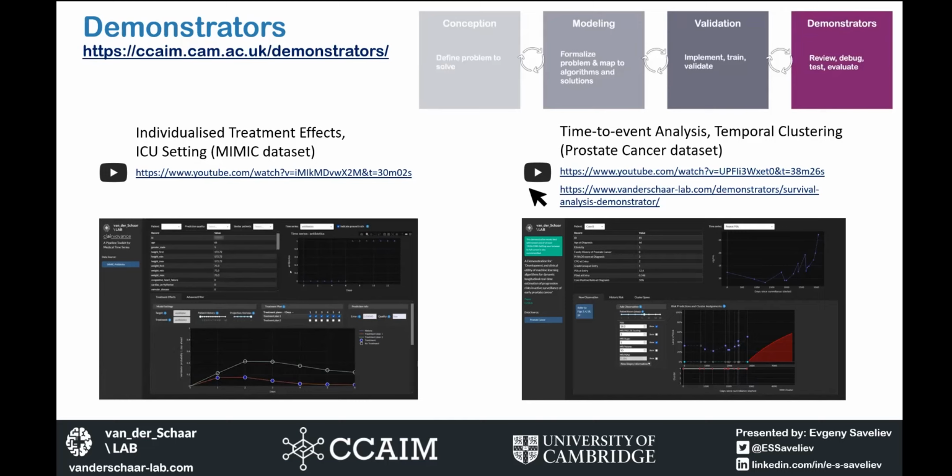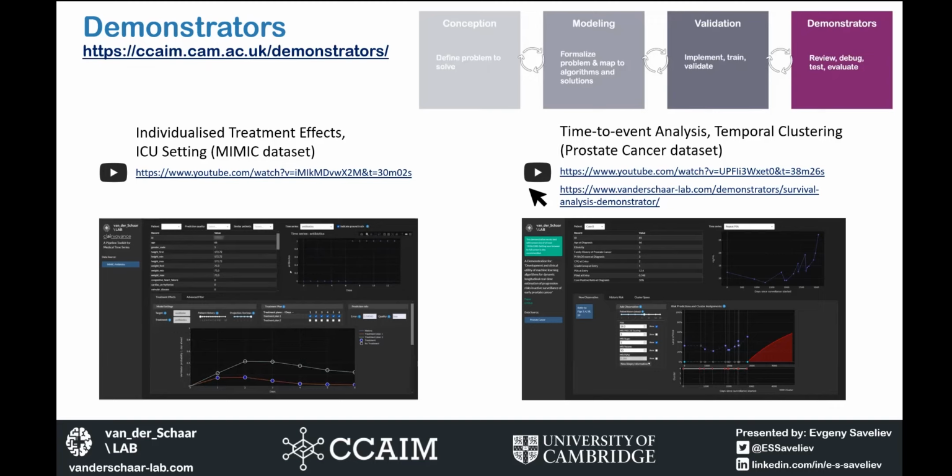Now, finally, we also already have provided a number of demonstrations of the time series problems and methods, which are linked here on the screen, but you can also find this information on our website. Two demonstrators that I'll highlight here, which are in the time series domain: on the left you can see the individualized treatment effects demonstration, and on the right is a time to event analysis with temporal clustering demonstration. As well, the one with individualized treatment effects in the video, you can view it there on YouTube.